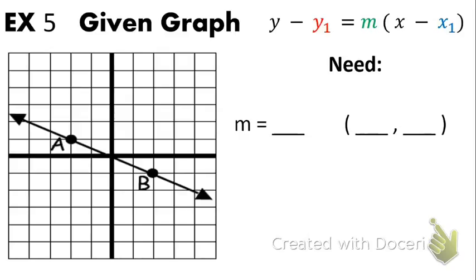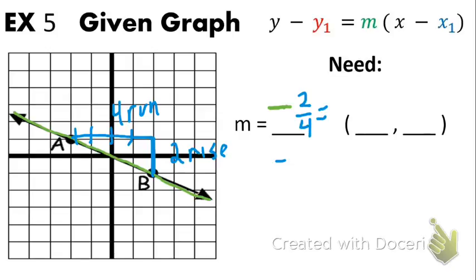Example 5. Again, we still need slope and a point. So identify the direction of the line. The direction of this line is negative since it's going to the left. So negative. Begin with your rise. That's a rise of 2. And then your run: 1, 2, 3, 4. My run is 4. So it's going to be negative 2 over 4, which actually becomes negative 1/2.